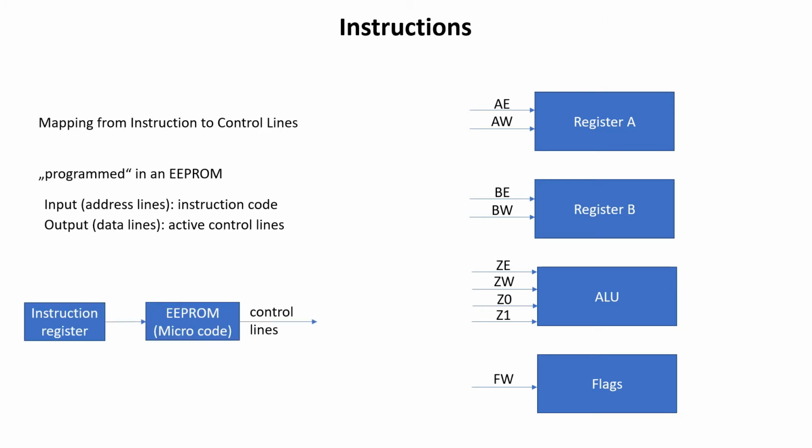So you can simplify this by saying there is an instruction register, and in that instruction register you load the active instruction, and that instruction register drives the address lines of an EEPROM, and the data lines, so the output of that EEPROM, tell which control lines are active. And you don't have to have just one EEPROM, you can have more of those, so all of those will have the same address line set, but have different control lines triggered.